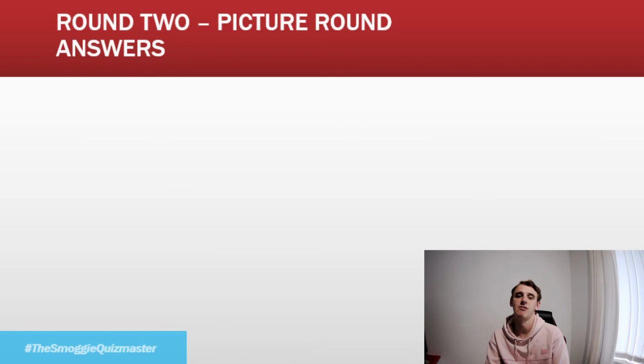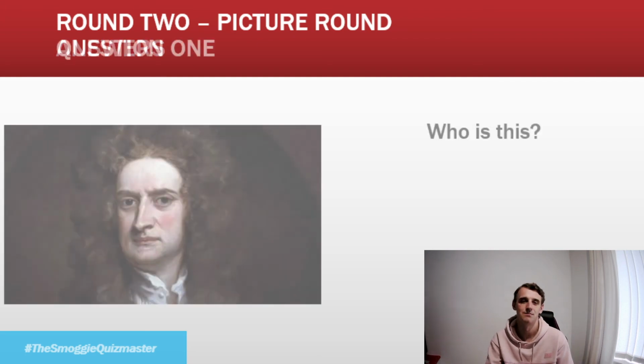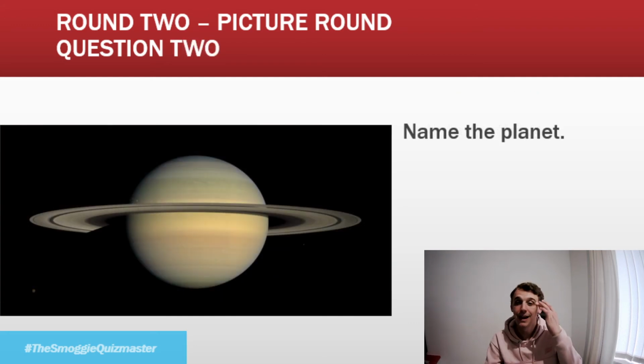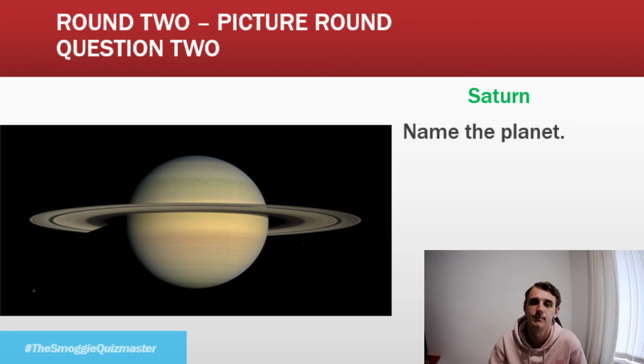So let's get into your answers now. If you need to swap papers, do so. I'll give you about 5 seconds if you need to pause the video. Otherwise, we're going to get straight into it. Question 1, who is this? That is Isaac Newton, the very famous scientist. Question 2, name the planet. That is Saturn. Hopefully a lot of people got that one right.